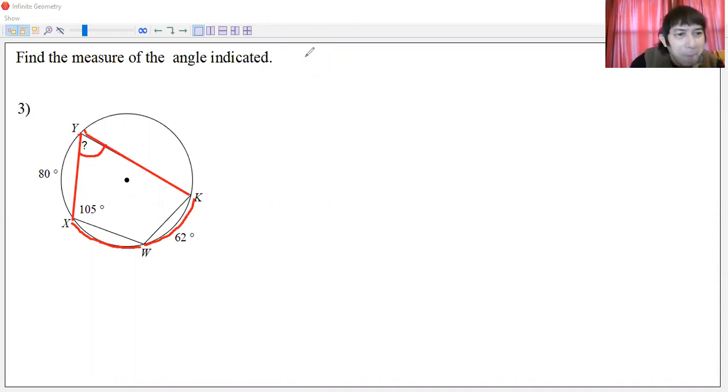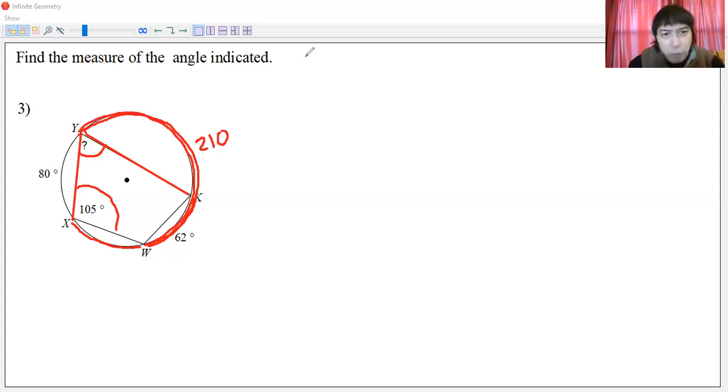Okay, all right, so first, we shall consider the 105 inscribed angle, this one. Okay, and twice of this inscribed angle will be arc WKY. Okay, WKY. All right, so that means that's 210. Okay, 210. So the measure here is 210. There. Okay, the big arc here is 210.